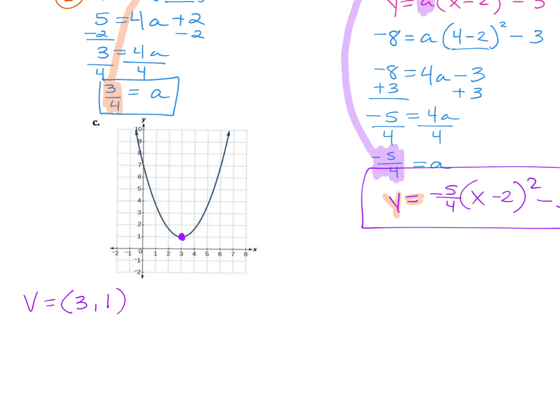We don't need AOS here. We just need a point. Where is there a point? 0, 7. You could do 0, 7. That's the one I would do. Or you could do 6, 7, which would be fine. I would do 0, 7 because I like zeros.